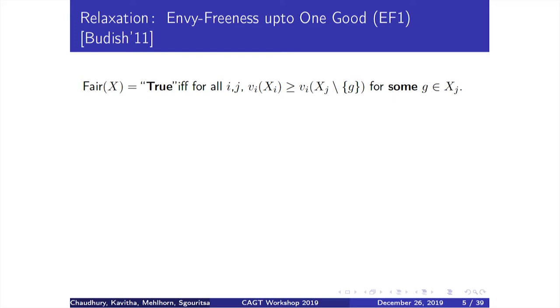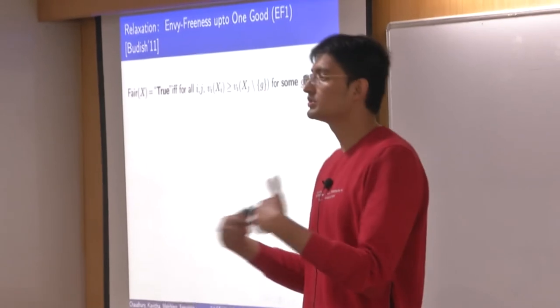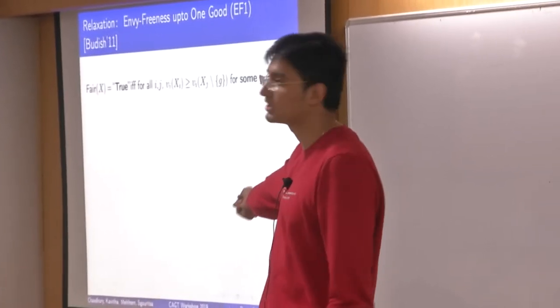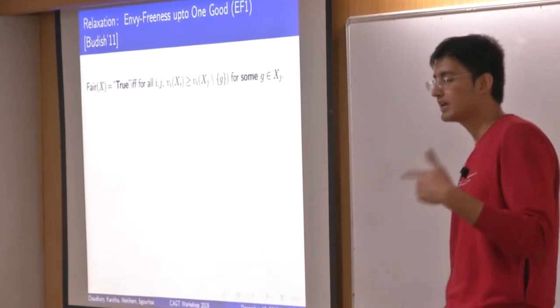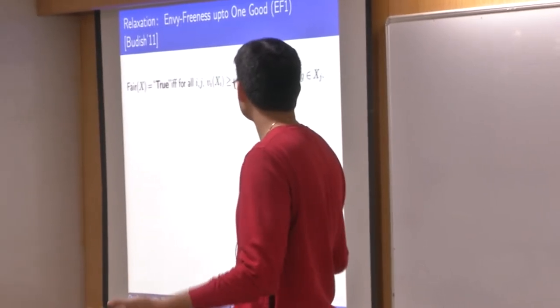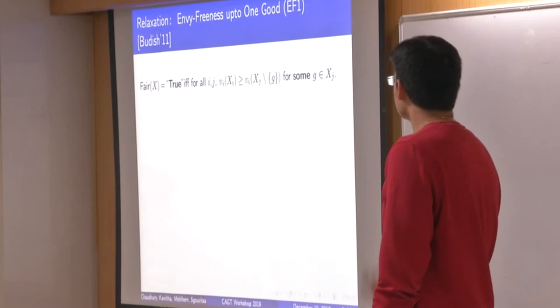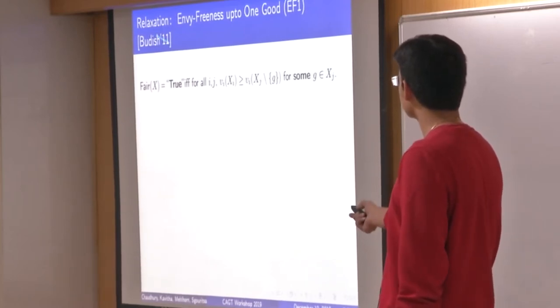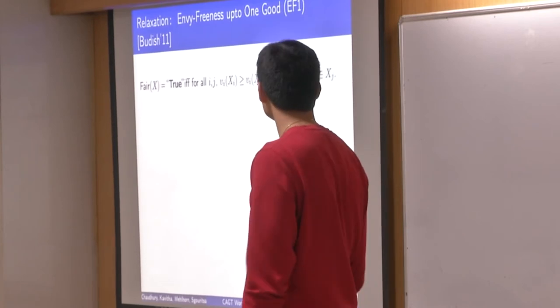Note that I'm not actually removing any goods. This is just a way in which agent I is convincing itself that the allocation has been fair to him. Once you fix an allocation, agent I looks at his own bundle, he looks at J's bundle, and he says, okay, I may envy J, but had J not had this particular good. Since this quantifier is existential, this good is usually the most valuable good in X_J according to I. So agent I would say that had J not had its most valuable good according to me, then I would not be worse off, or I might even be better off. So this is the notion of envy-freeness up to one good. It was introduced by Budish.